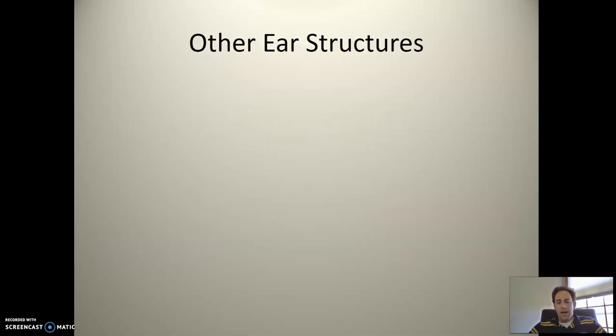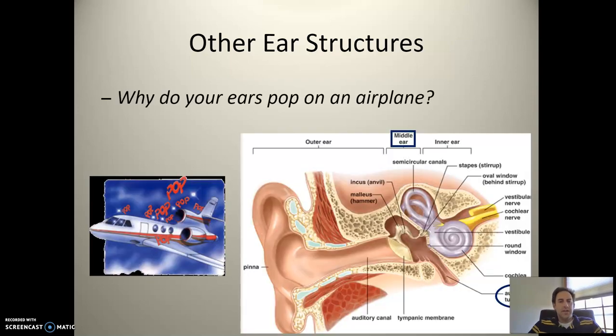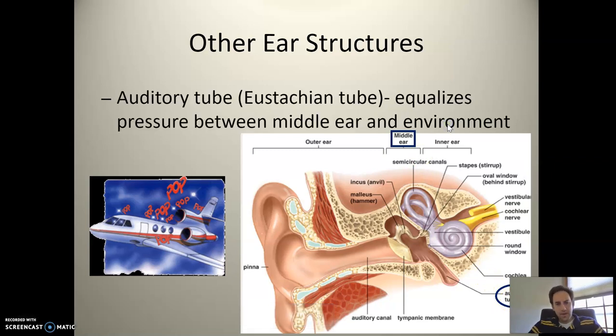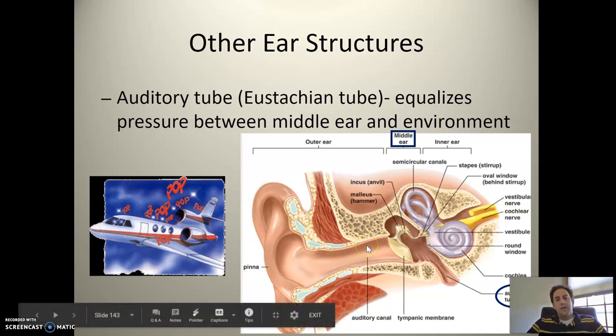I want to talk about one more set of structures in the ear. These aren't involved in hearing, but they're just kind of good to know about anyway. So you might wonder, why do my ears pop on an airplane? Well, that has to do with what's called the auditory tube, also called the eustachian tube. Its job is to equalize pressure between the middle ear here and the outer ear. This tube connects to the throat.